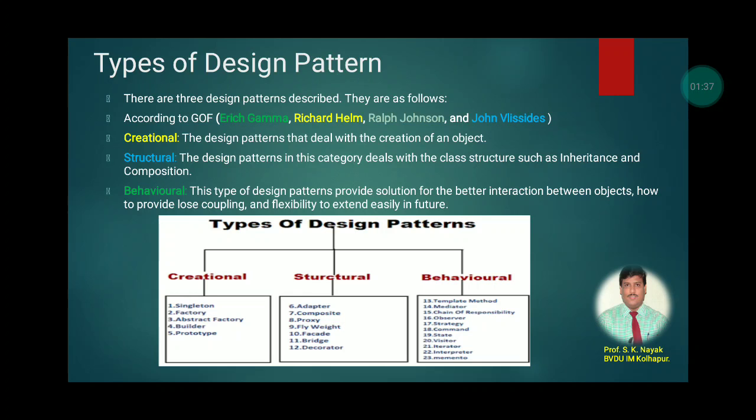The second is structural design patterns. In structural design patterns, you will have 7 design patterns, such as adapter, composite, proxy, flyweight, facade, bridge, and decorator design patterns. These are the 7 design patterns in the structural category.